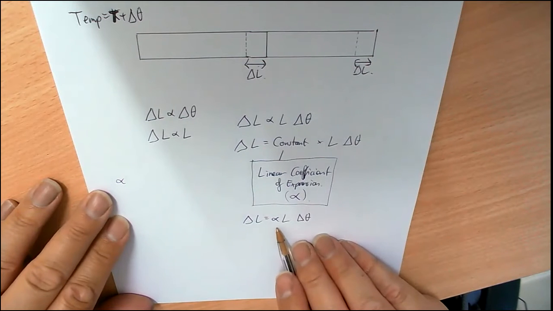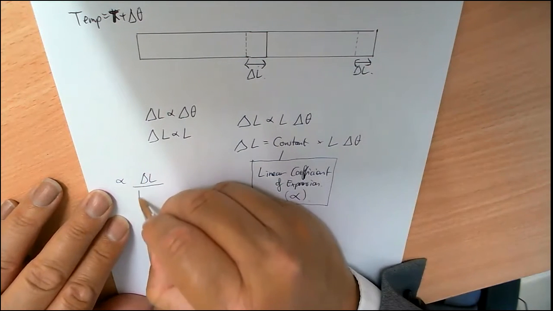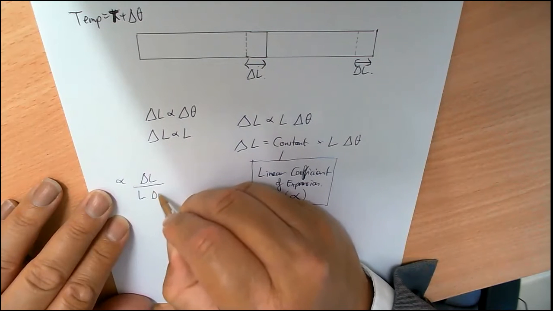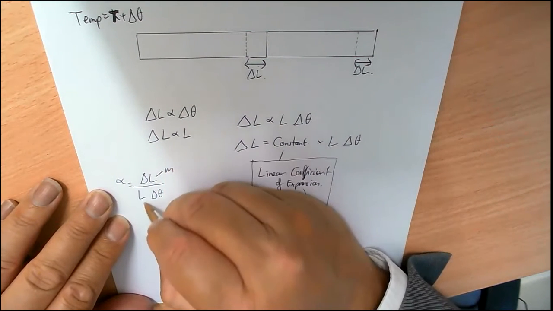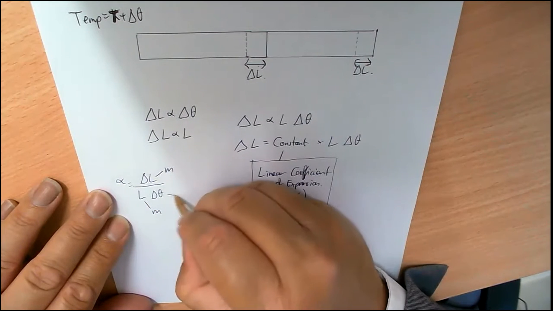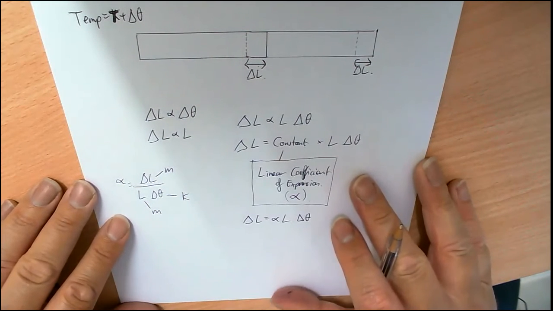So the coefficient would be given by the change in length, the expansion, divided by the unstretched length, divided by the change in temperature. So if that's the case, we know that's in meters. We know that is a length in meters. We know that that would be in Kelvin. You know from Mr. Welsh that the change in temperature is measured in Kelvin.